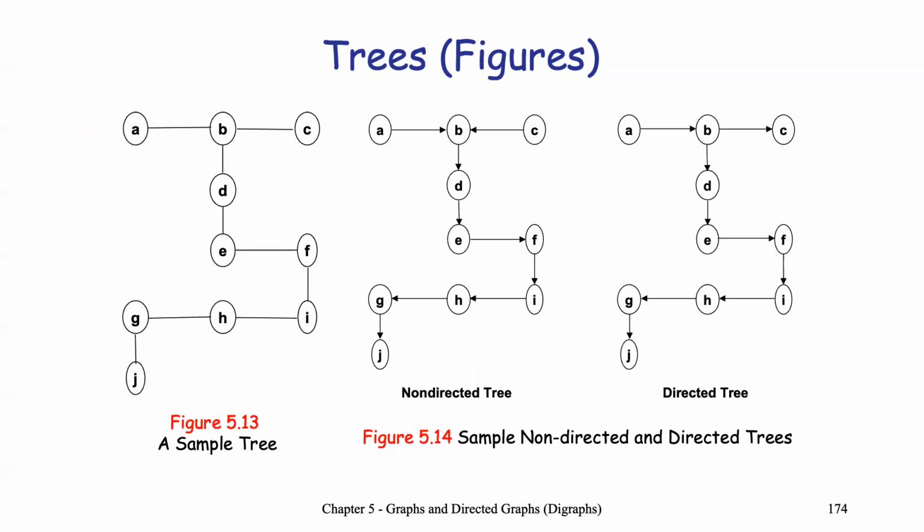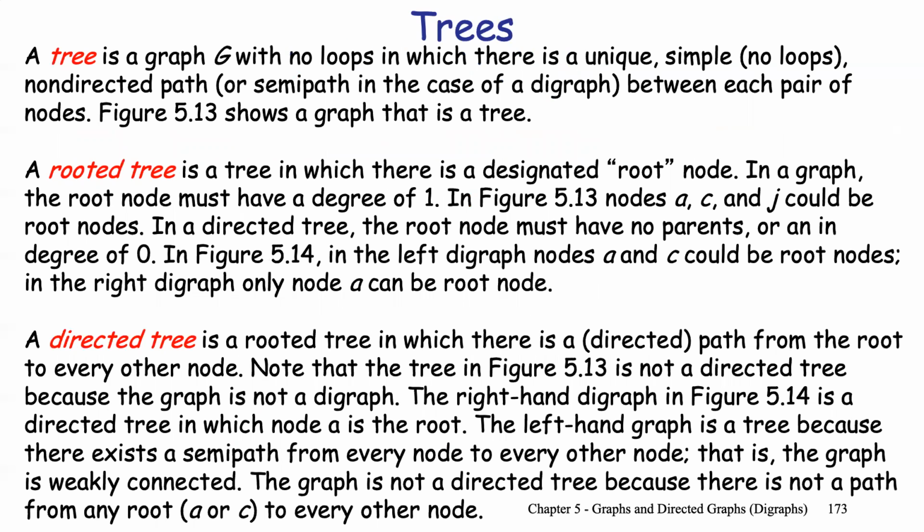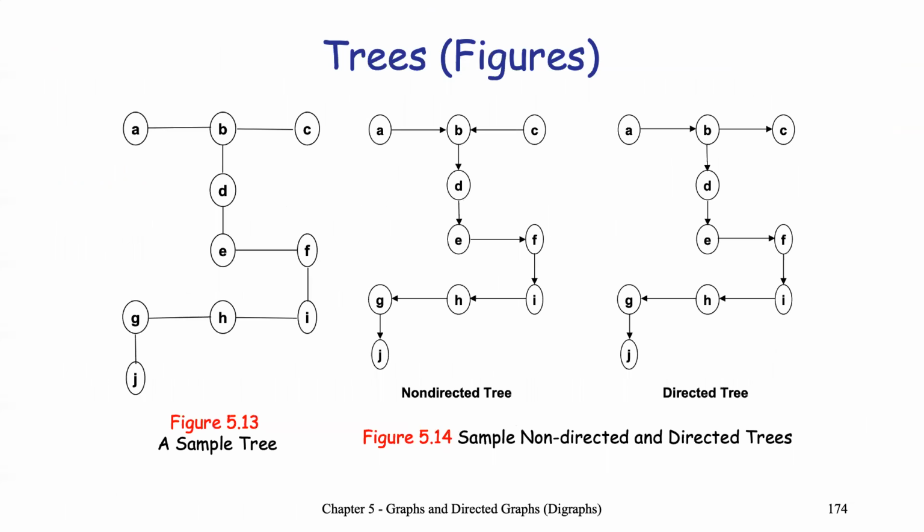This next chart will show some examples: a sample tree, a non-directed tree, and a directed tree. A tree is a graph G with no loops. A rooted tree is a tree in which there is a designated root, and a directed tree is a rooted tree in which there is a directed path from the root to every other node. So those are just a couple of examples.